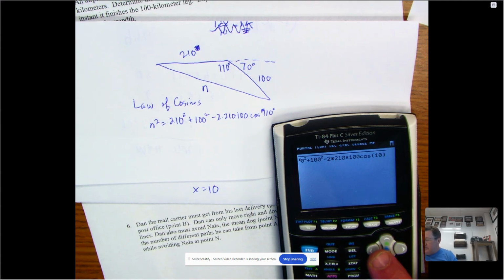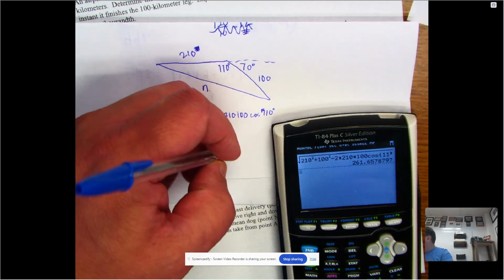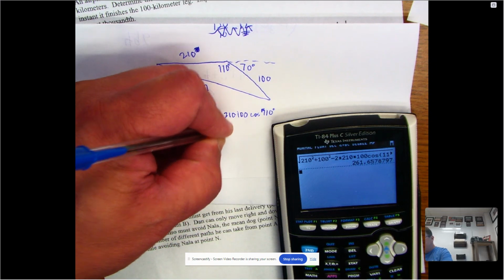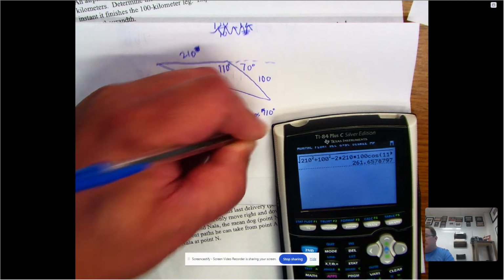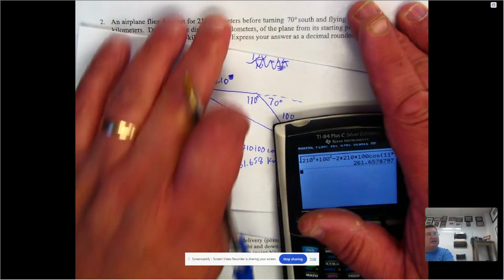And it appears that we get 261.658. And I believe it asked for our answer to the nearest thousandth. Okay, let's double check that.